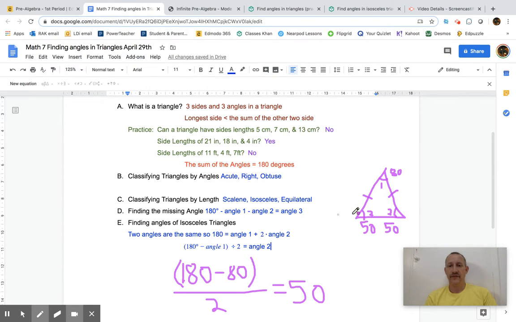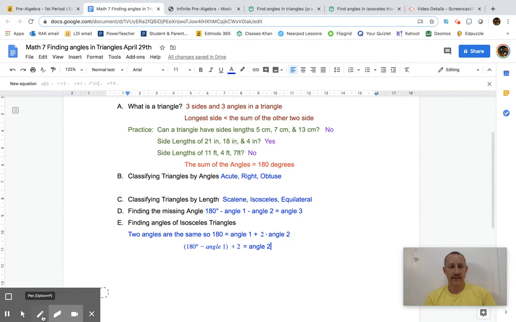Now what if you know one of the angles here, but you don't know the different one? What if you know one of the isosceles matching angles? Okay, well, let me erase this and give you an example of that. That's actually going to be even easier.